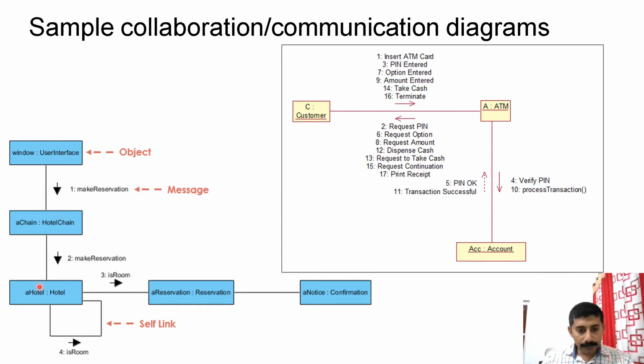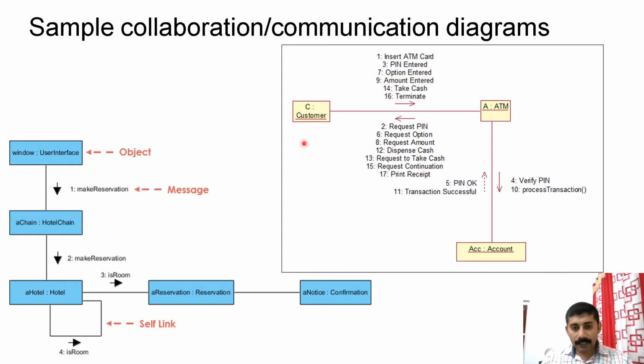So this particular diagram is representing the problem we discussed earlier, that is the hotel room reservation. Here the window object is making a reservation, and that reservation request is reaching the hotel chain. From the hotel chain object, that reservation request is reaching a particular hotel, the selected hotel. From the hotel it is sending a self link, a self message, to check the room type. Then once the room type is confirmed, it is performing the reservation. Once the reservation is completed, it is performing the notification. This is one communication diagram.